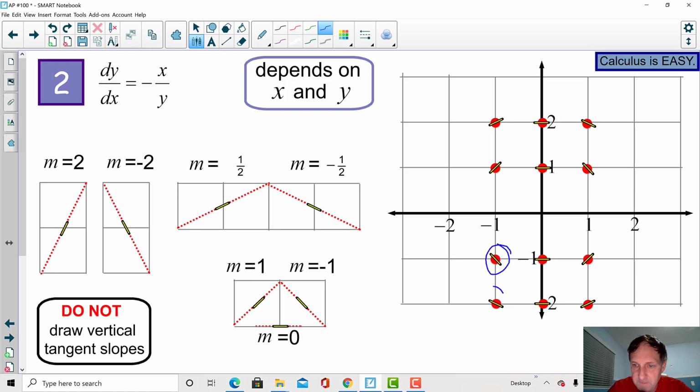Now we would copy that for these other 6 points. Same thing that we did here. You plug in the x, you plug in the y. You want to copy that for those other 6 points.